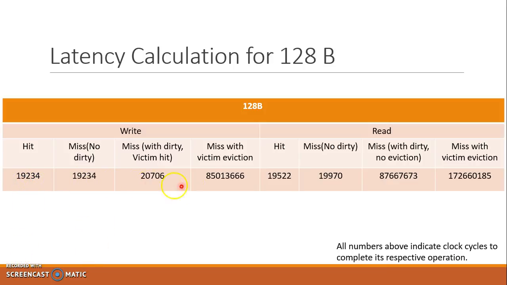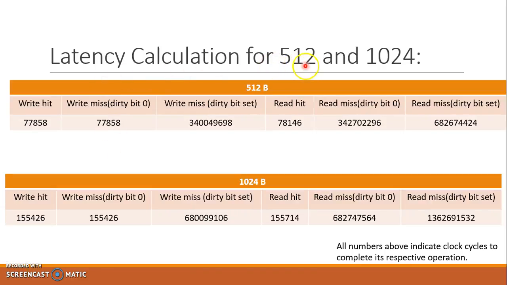Similarly, the same can be calculated for the other cases as well. The calculation for each case can be found in the document. Here are the latency calculations for 512 and 1024 bytes, which can be done in the same manner.